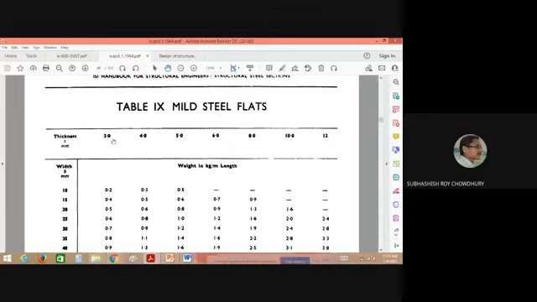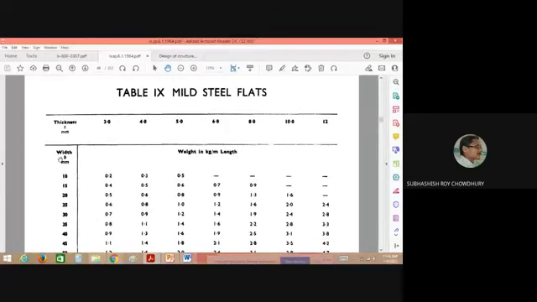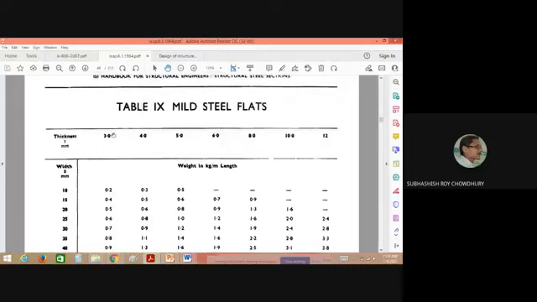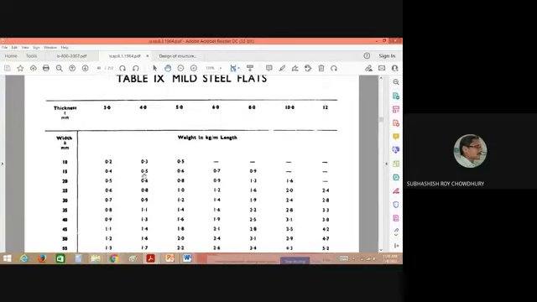This is the width: 3, 4, 5, 6, 8, 10, 12. Sorry, these are the thickness: 3 millimeter, 4 millimeter, 5 millimeter, 10 millimeter, 12 millimeter. And the flat will also have a particular standard width. So just think about a one-dimensional member whose cross-section is a rectangle. The rectangle has a width of 10, 15, 20, 25, 35, etc., and its thickness will be 3 millimeter, 4 millimeter, 5 millimeter.